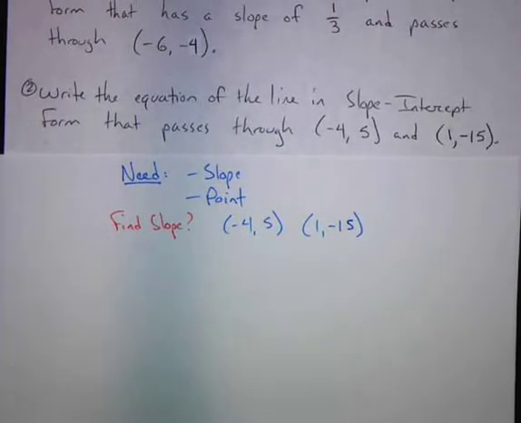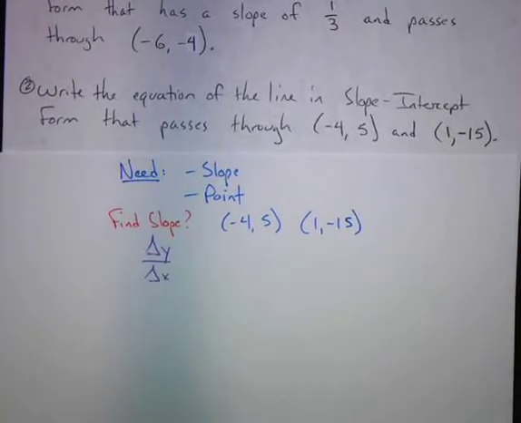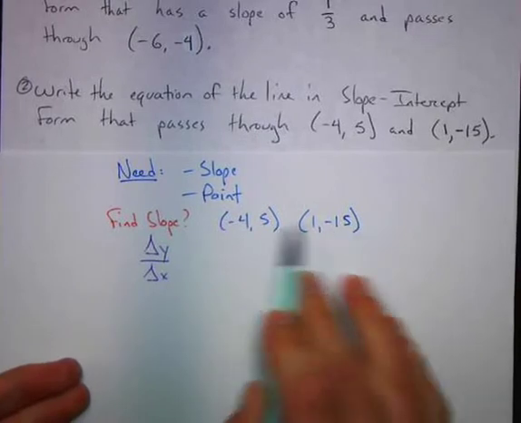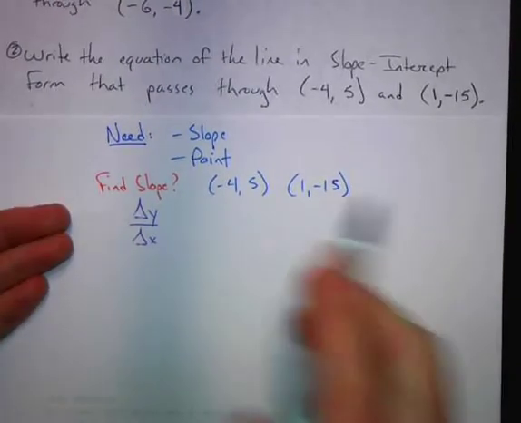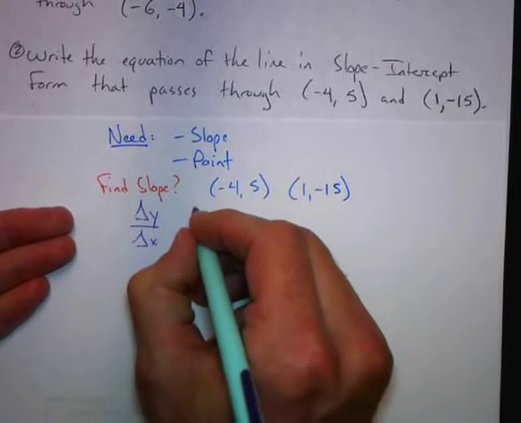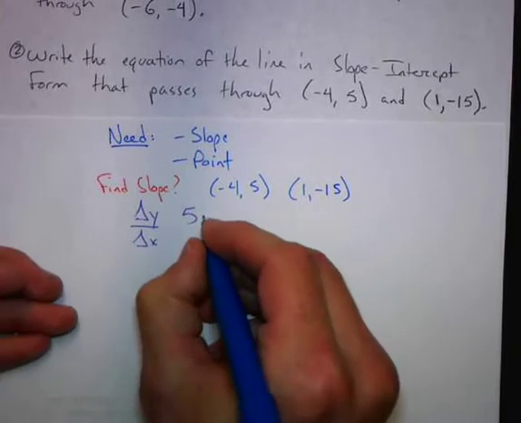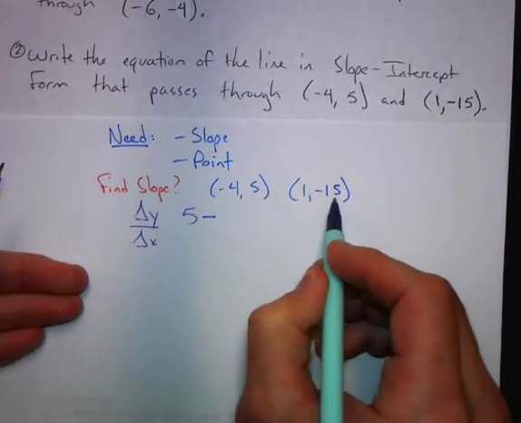Remember, slope is the change in y over the change in x. And we can use these two ordered pairs to find our change in y over the change in x. I like to work left to right again, right? So I'm going to say 5 minus means change, the difference. So the difference between 5 and -15.